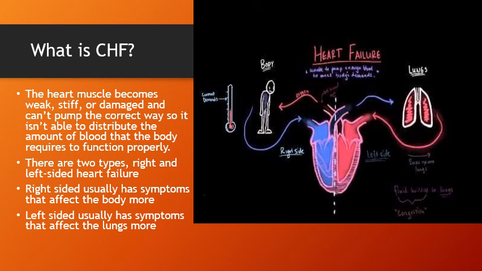Congestive heart failure is when the heart muscle becomes so weak, stiff, or damaged that it can't pump the correct way and isn't able to distribute the amount of blood that the body requires to function properly. And there are two types, right and left-sided heart failure. Right-sided heart failure usually has symptoms that affect the body more, and left-sided heart failure usually has symptoms that affect the lungs more.